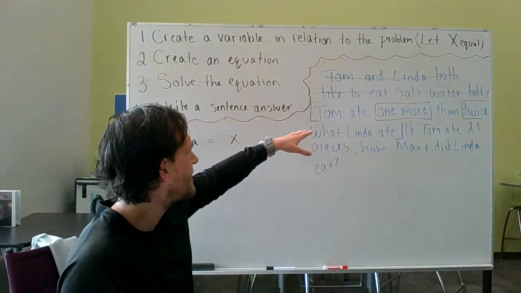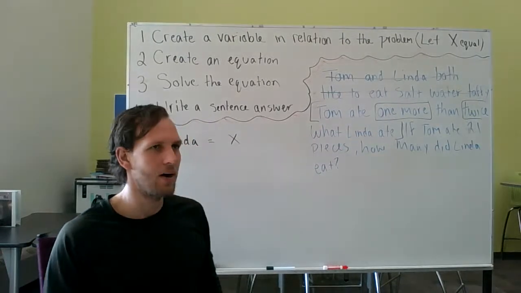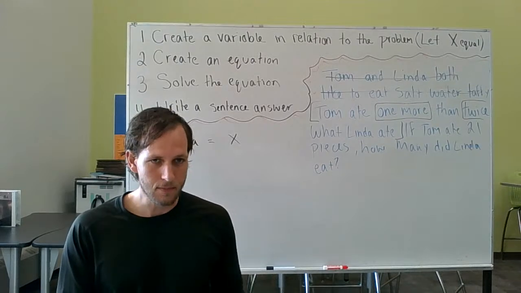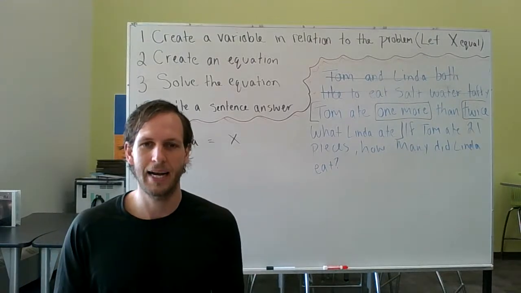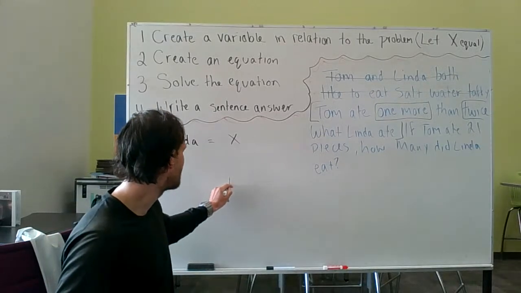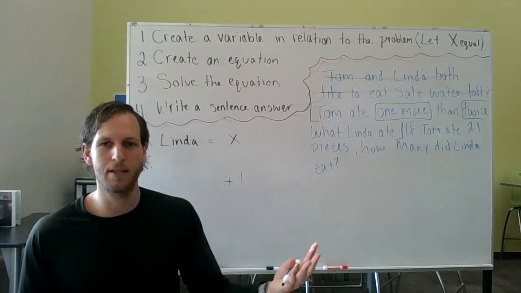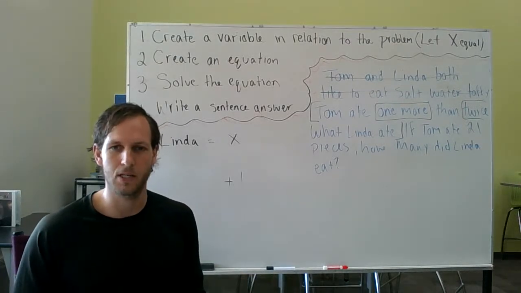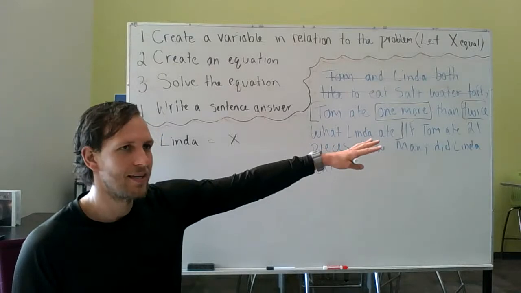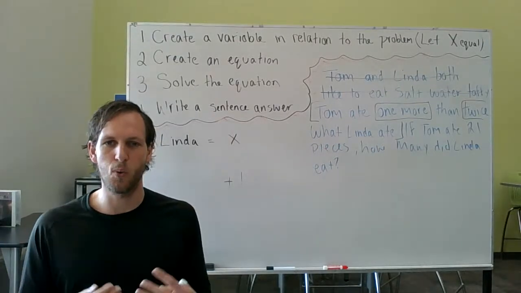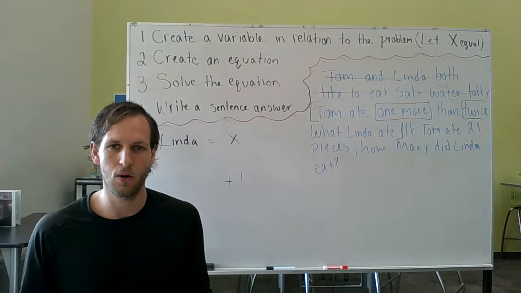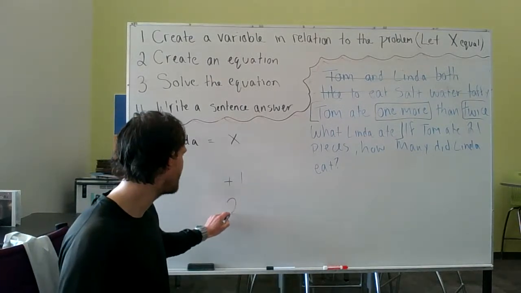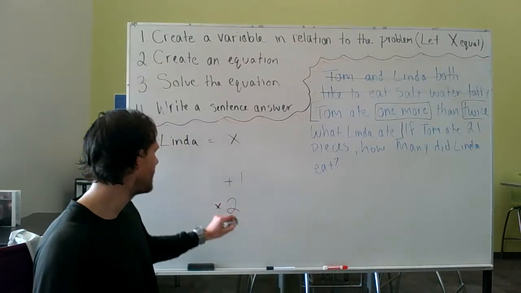If I say one more than twice, how could I represent that as an equation? Well, if I think about one more, I could write that as plus 1. If I have one more than somebody, I can write that as plus 1. One less than somebody would be minus 1. Twice means double, or 2 times an amount. So I could write that as times by 2.